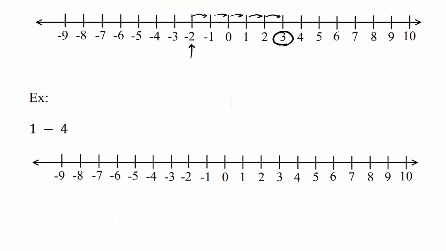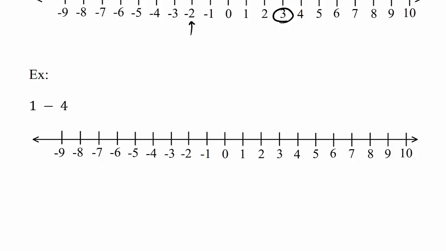Let's look at another. 1 take away 4. So in this case, we're now subtracting. So if adding, we're moving to the right, subtraction, we're going to move to the left. So if I start at 1 and I move 4 positions to the left, I'll end at negative 3. So 1 subtract 4 is negative 3.